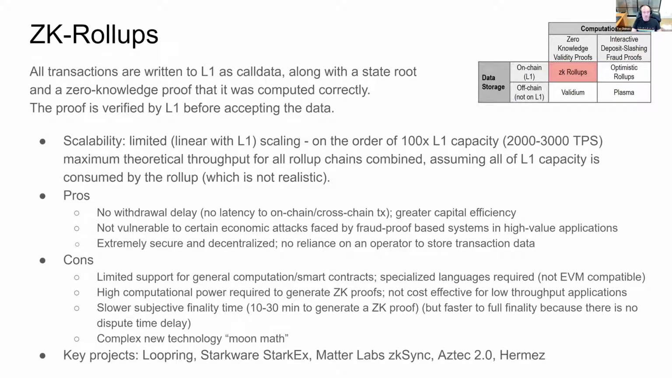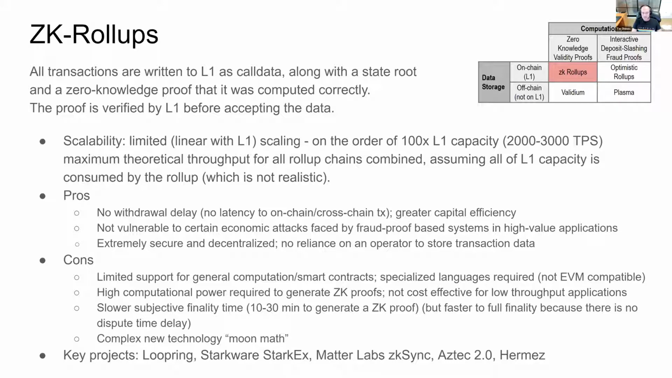ZK rollups are similar to optimistic rollups in that all transactions are written to layer 1 as call data, along with a state root. And ZK rollups also write a zero knowledge proof that the state was computed correctly. So the computation is done on layer 2, and the state is computed on layer 2, and then layer 2 generates a zero knowledge proof, which is submitted to layer 1 and verified by layer 1 before the data is accepted. So you can kind of guarantee that all of the data stored on layer 1, the transaction data and the resulting state, is valid and correct because it's been proven and then verified by layer 1.